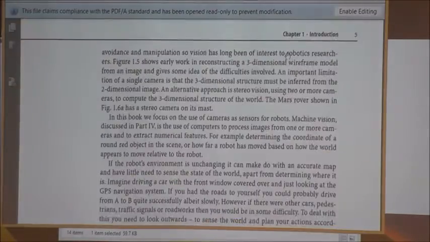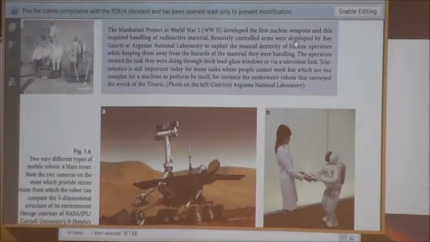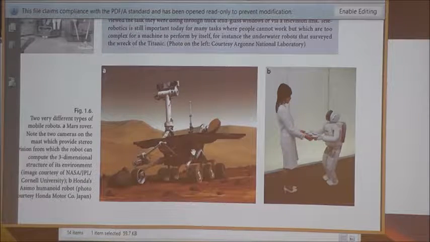So let me, of course, you have seen the Mars rover, which is still on Mars, and the Japanese Honda Asimo humanoid robot. I don't know exactly how tall this is. It looks like it's not more than 1 meter. It's about 1 meter? No, brother, it's 120.